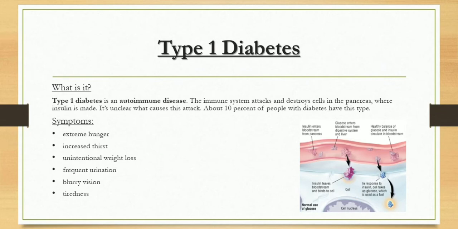So these are the symptoms of type 1 diabetes. They are extreme hunger, increased thirst, unintentional weight loss, frequent urination, blurry vision, and lastly tiredness.